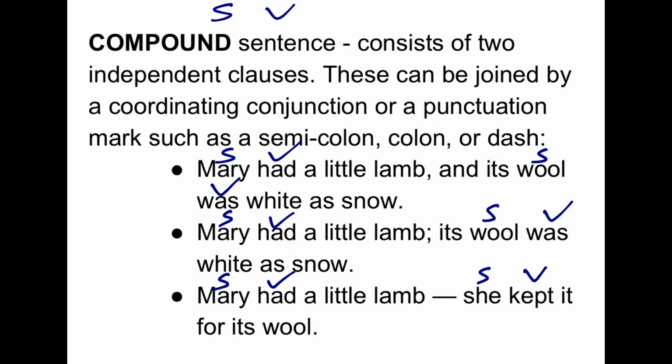Mary had a little lamb. Its wool was white as snow. We joined these 2 independent clauses with a semicolon. And very similar in the last one, but we join it with a dash.